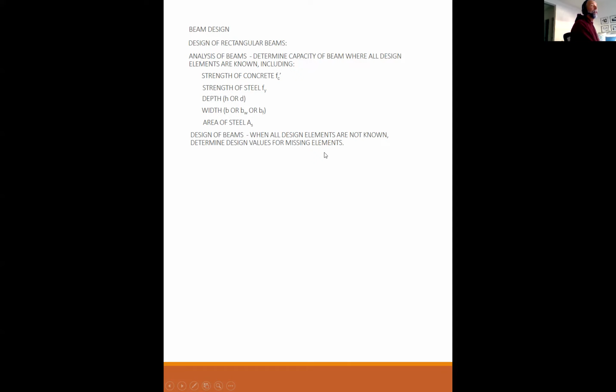When all the design elements are not known, you determine the design values for the missing elements. If only one design element is missing, then one unique solution exists and can be solved for. The most common is you don't know how much steel you need. That's the most common design problem. So all of these parameters are given. You need to find how much steel you need.